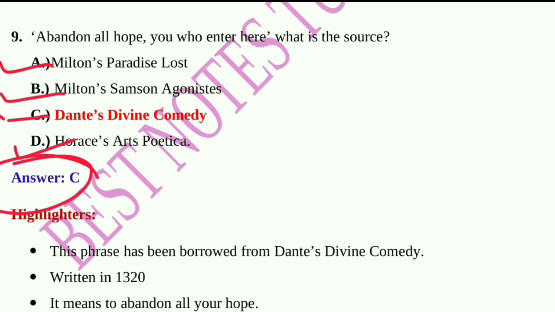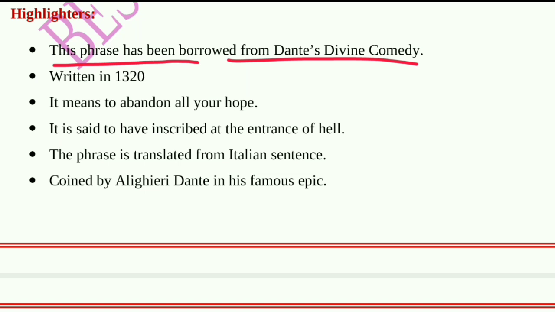The phrase has been borrowed from Dante's Divine Comedy, written in 1320. It means to abandon all your hopes. It is said to have been inscribed at the entrance of hell.